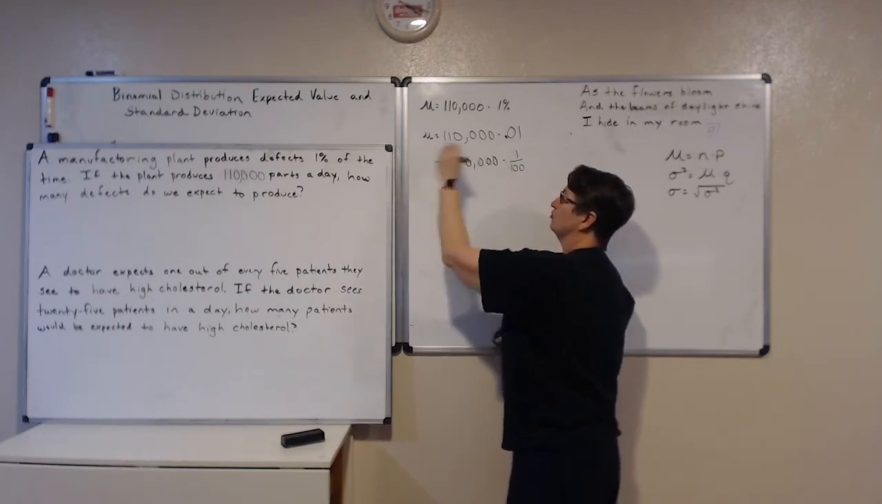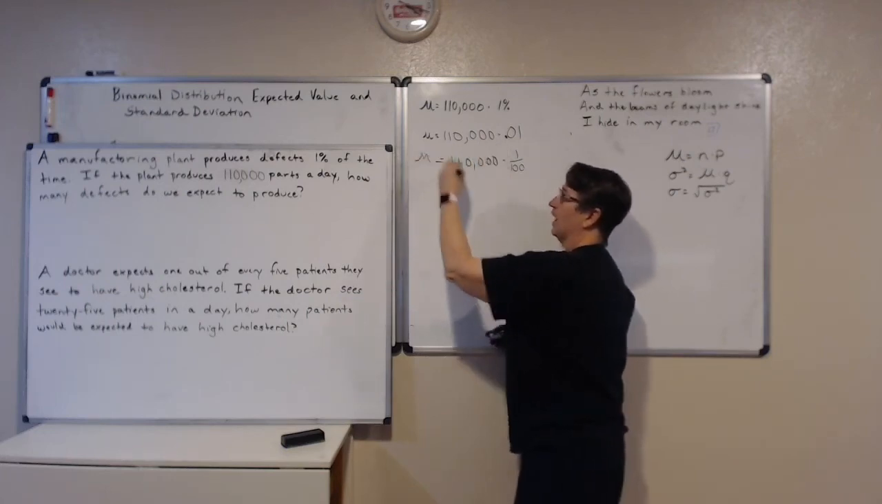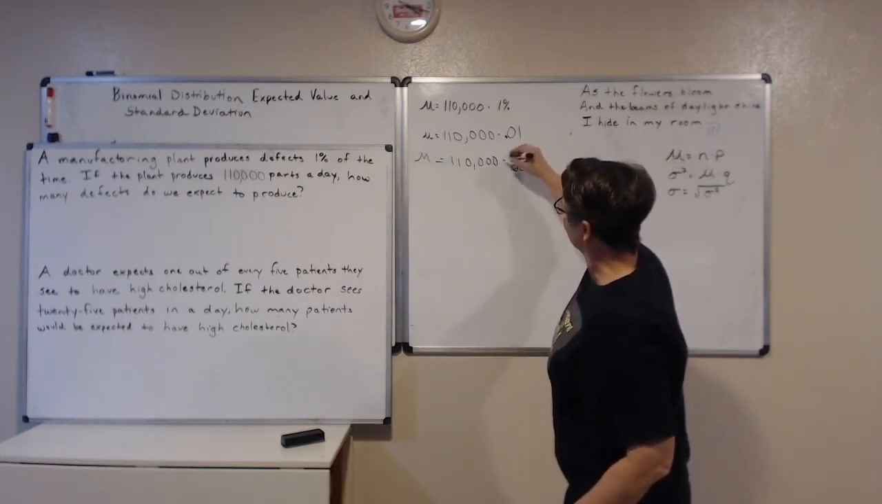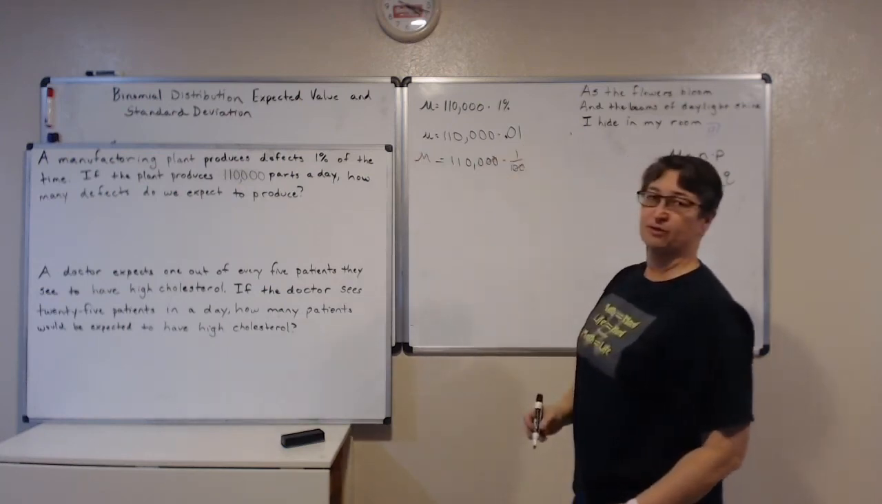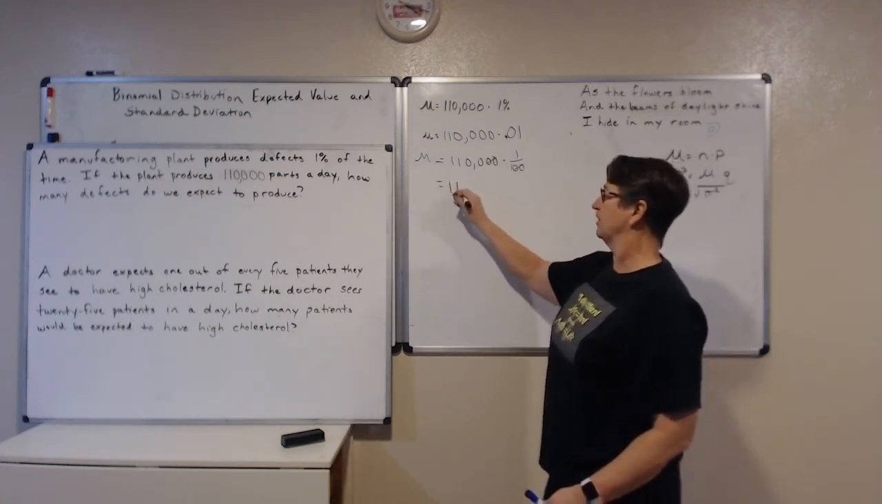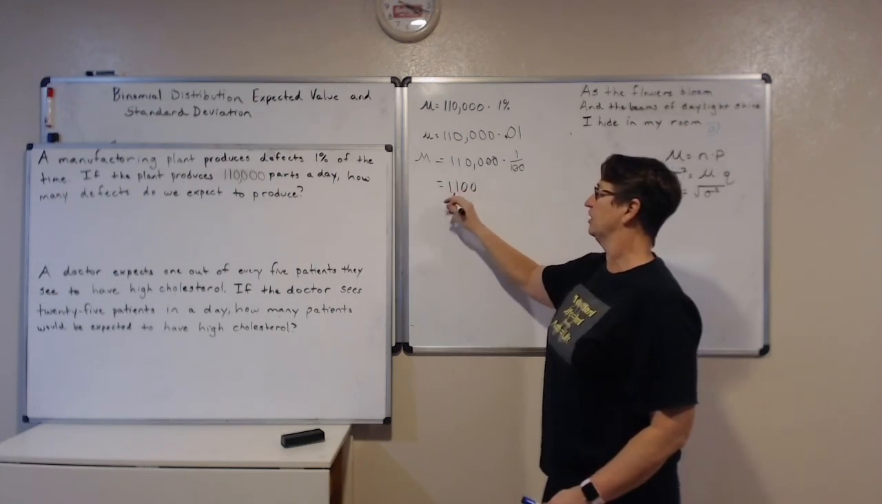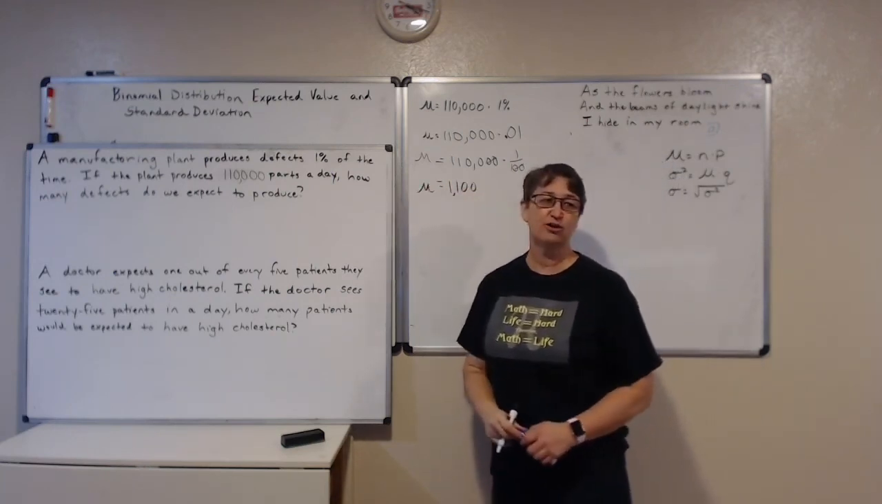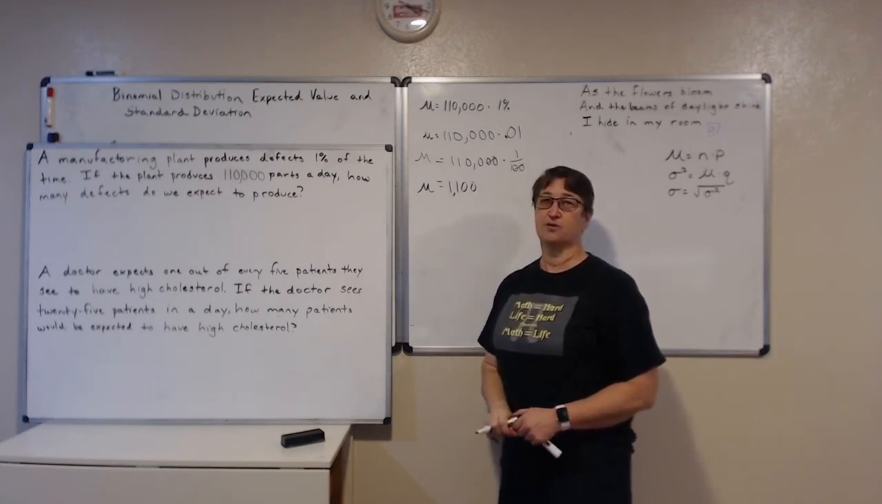You could just multiply it that way, but I like to use my fractions because check this out. The zeros and the zeros go away. And so now I'm just multiplying 1 times that, which just gives me that 1,100, like Adam said. So I expect to have 1,100 defects each day.